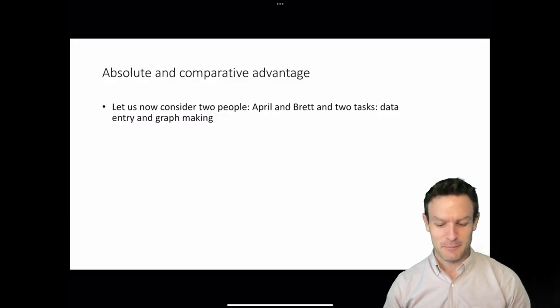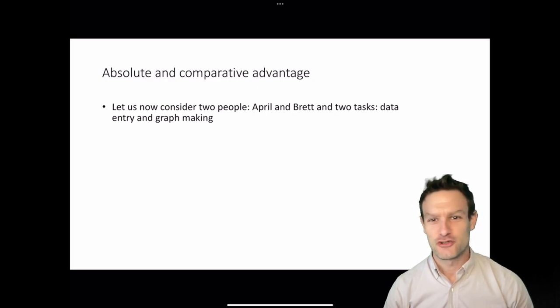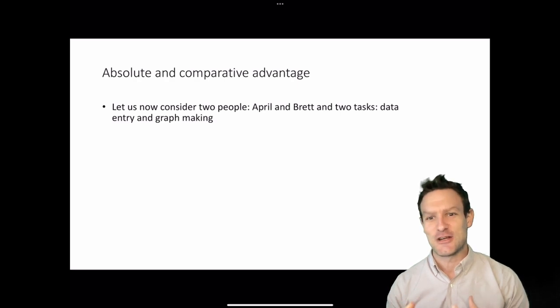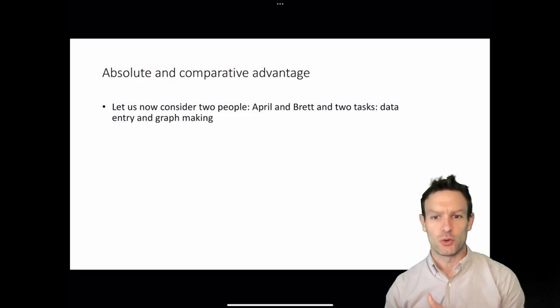So let's think about this. We're going to consider two people, April and Brett, and they have two tasks that they can engage in, either data entry or graph making. So they're both engaged in some kind of IT or data type task, and they can engage in data entry or graph making.